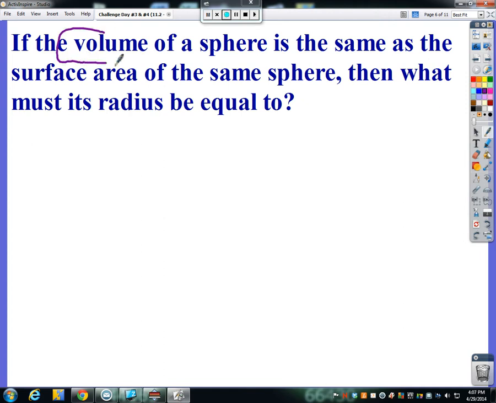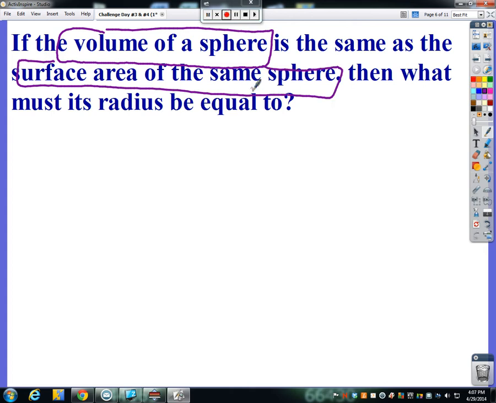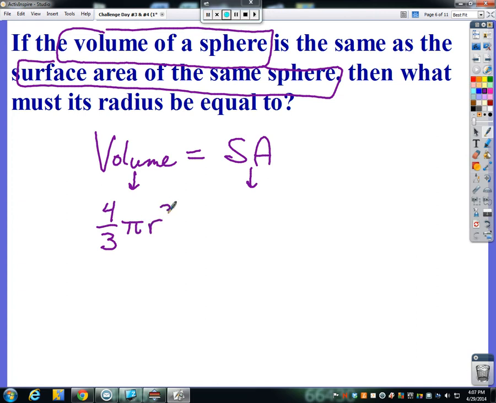So we know we're dealing with two things here, the volume of a sphere and the surface area of the same sphere. Therefore, they have the same radius. So we want the volume to equal the surface area. Let me write out the two formulas: volume is 4/3 pi r cubed, and surface area is 4 pi r squared. Since I was told that I have the same sphere, I can assume that this radius and this radius are the same radius. So now I need to solve for r.